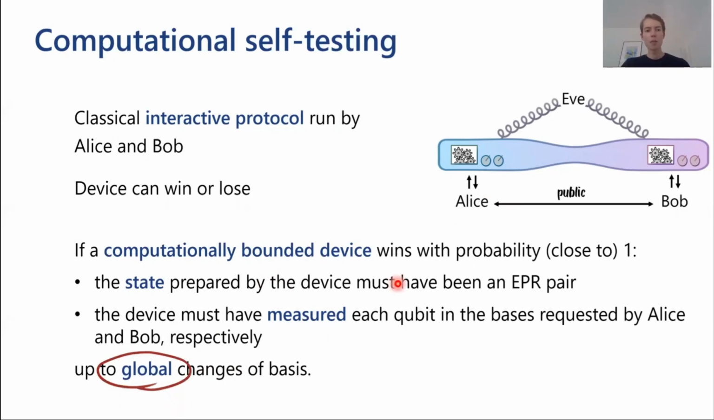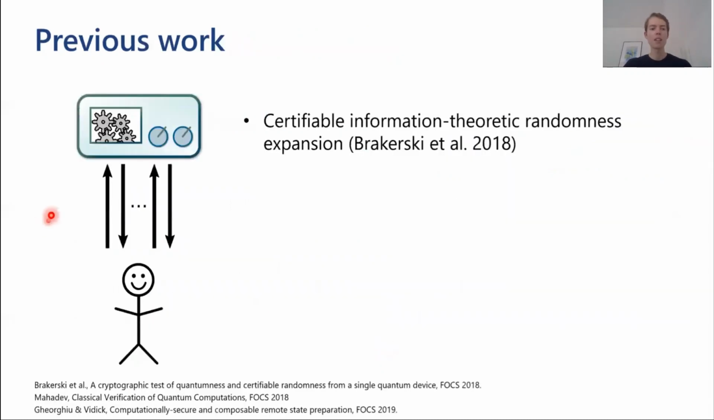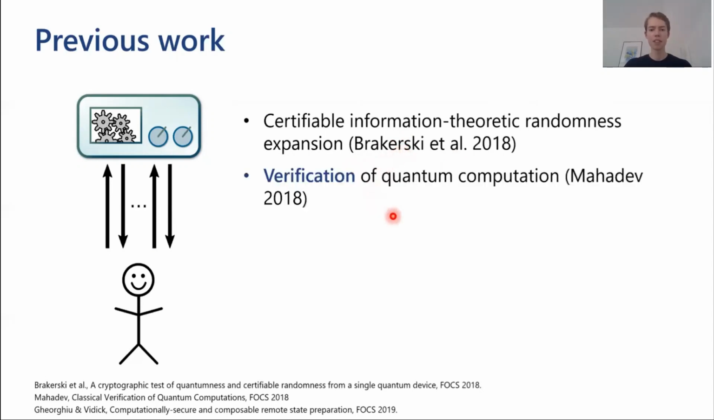Okay, so before I move on to actually explaining how this protocol works on the inside, let me mention some previous work. This previous work is usually in a setting where you have just one device with one terminal and one classical user, but it's not too much of a jump from the 2-port setting that I've shown so far. So the setting and a lot of the tools that we also use in it were introduced in 2 works. The first on certifiable information theoretic randomness expansion by Berkeley and others from 2018, and the second one, this well-known Mahadev verification protocol.